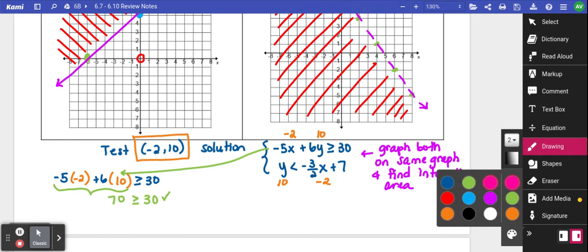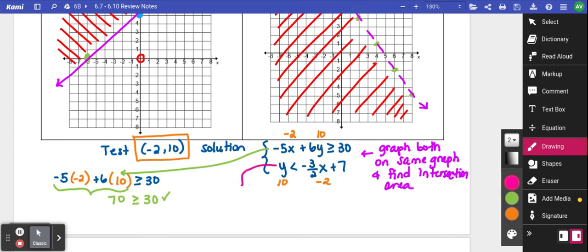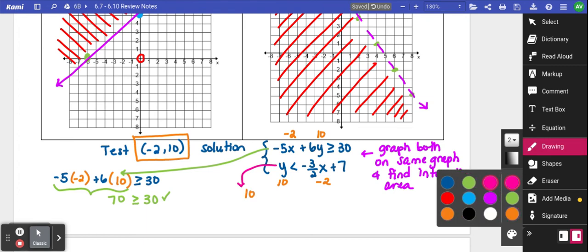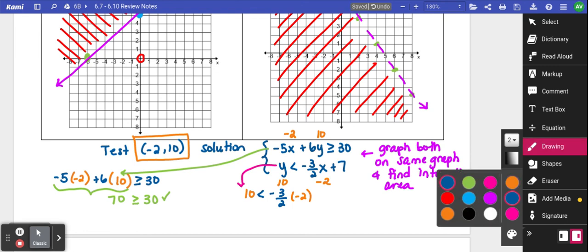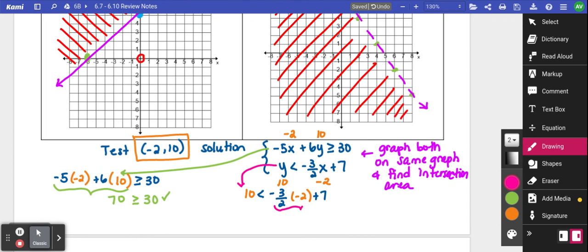The next thing I'm going to do is test this equation right here. That means that I'm going to plug in the 10 for the y, is less than -3/2, and I'm going to plug in the -2 for the x, plus 7. Now, if I type this in on my calculator and evaluate that, I end up with 10 is less than 10.